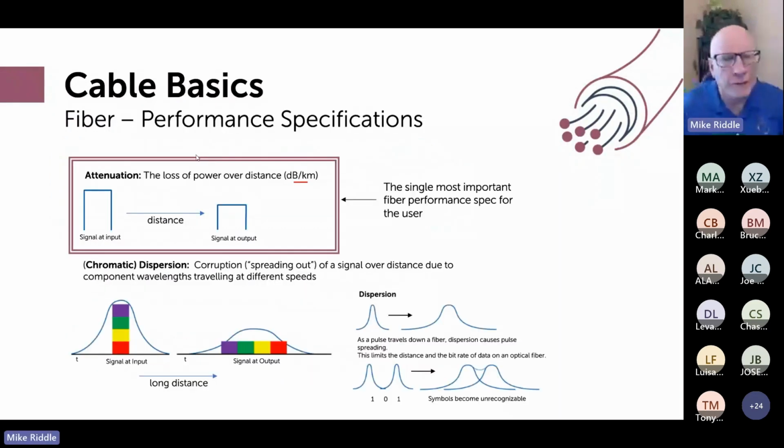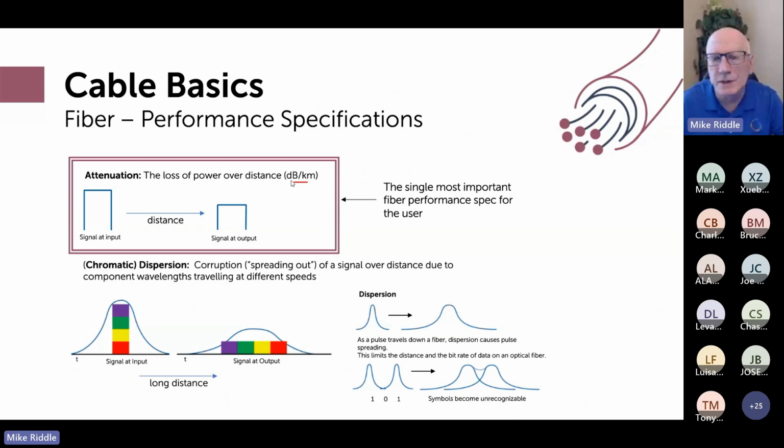Within that fiber, there are different characteristics, but the single most important characteristic of the fiber is its attenuation. Attenuation is loss of power over distance. That loss is expressed in dB, decibels, a unit of loss, per unit of length. The most common that we see is dB per kilometer, but the unit of length could be something else.